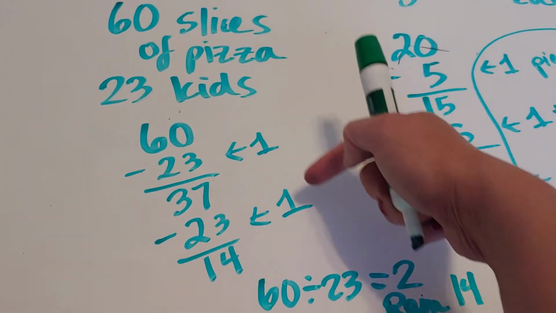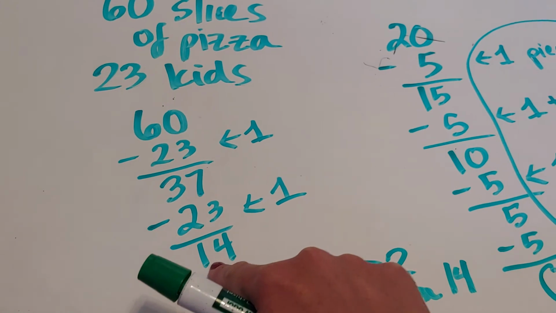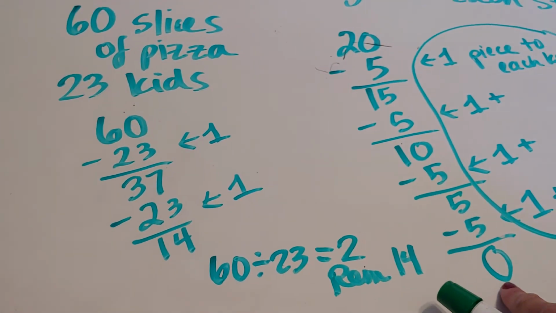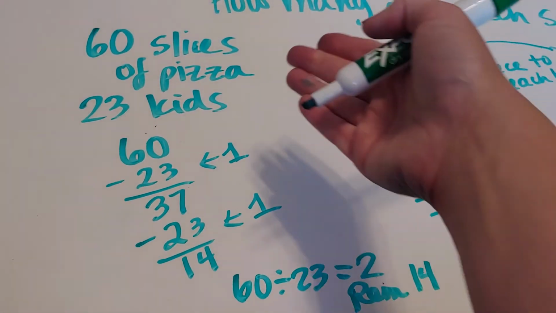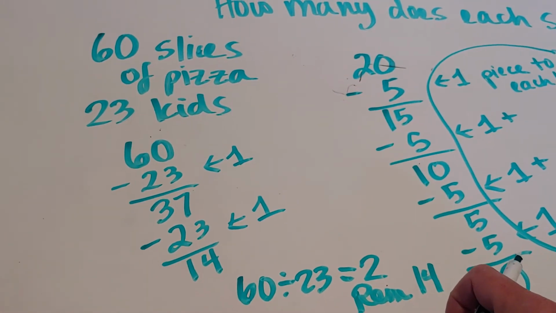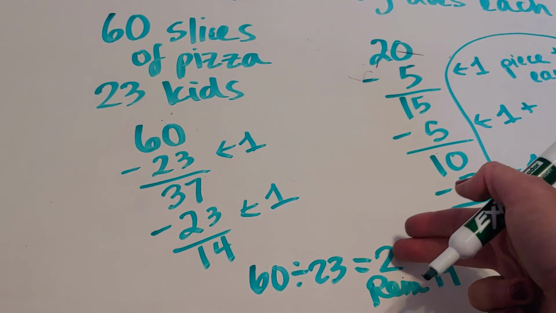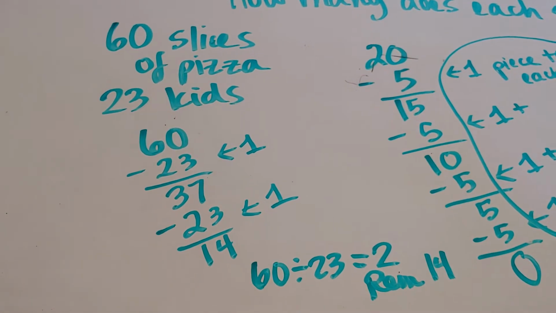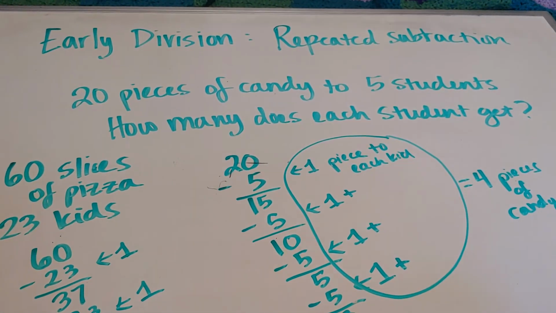The number of times I subtract is my answer. Whatever this last number is my remainder. So my remainder could have been 0 in the last example, or here, the very odd 14. So if somebody asks me how many slices of pizza will each of the 23 kids get, I'm going to tell them they each get 2 slices of pizza. There's 14 left over. All right, so that is repeated subtraction.